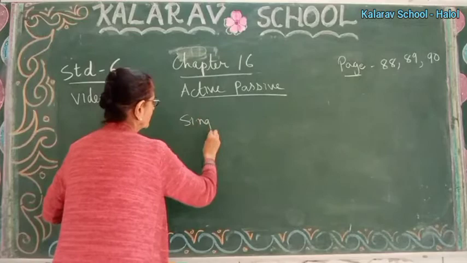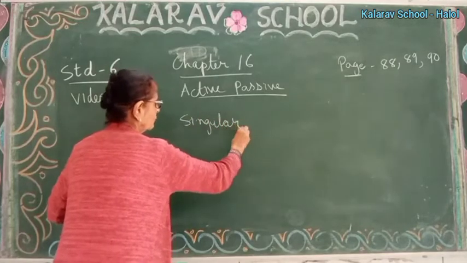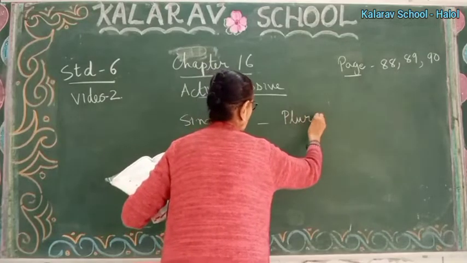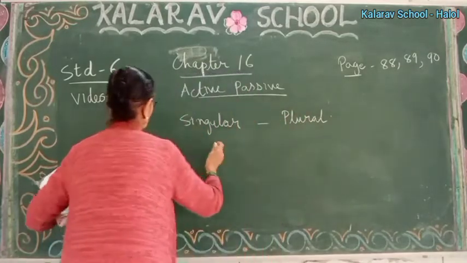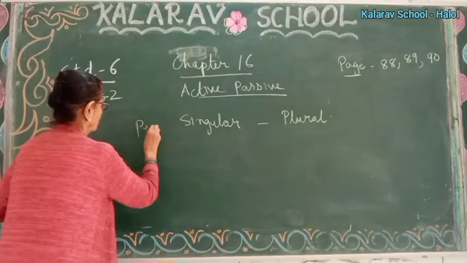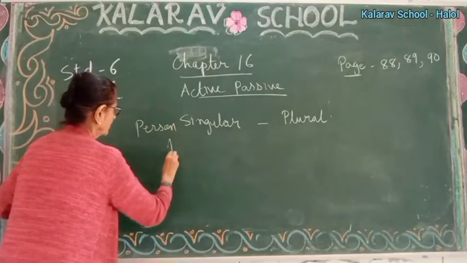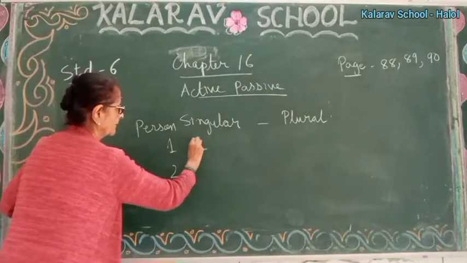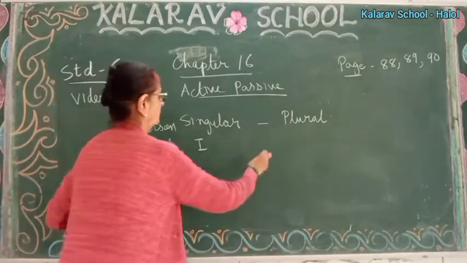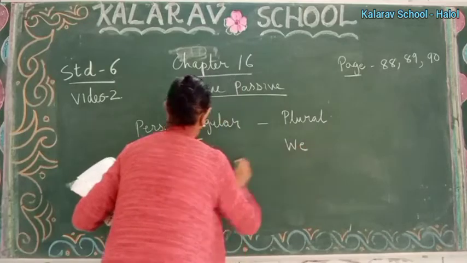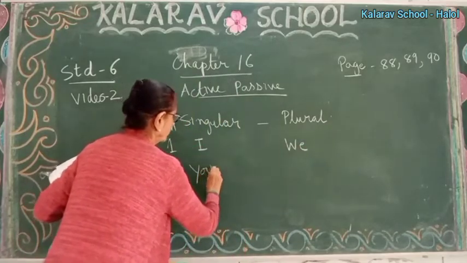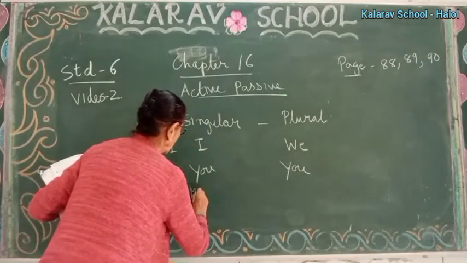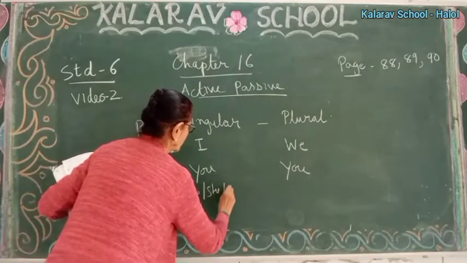Singular. Singular means how many things, children? One. Plural, more than one. Now, first person is a person. First, second, third. First person singular is I. Plural is we. Second, you. Plural, you. And third will be he, she, it.